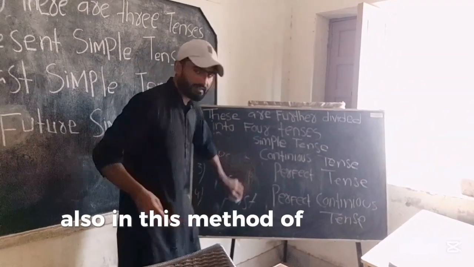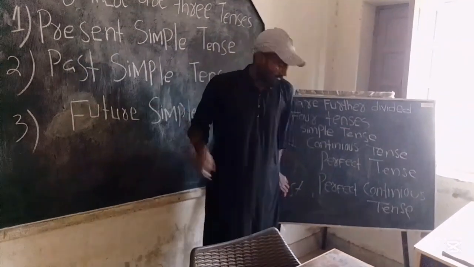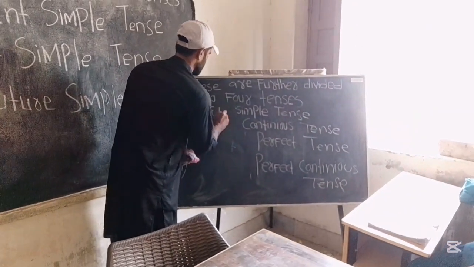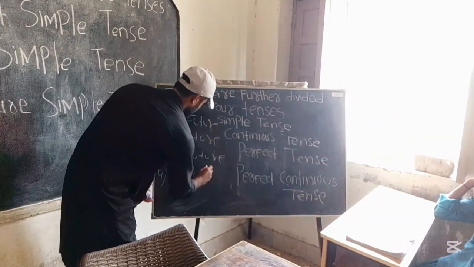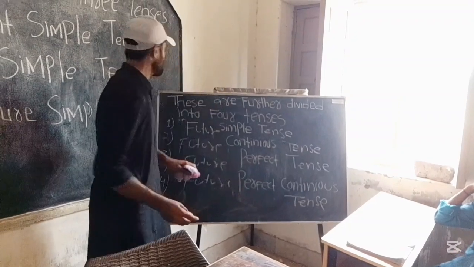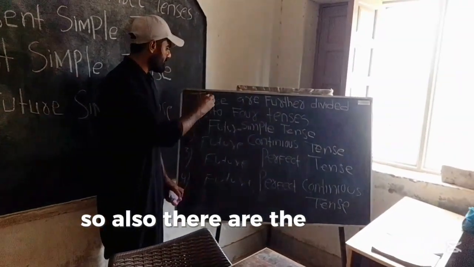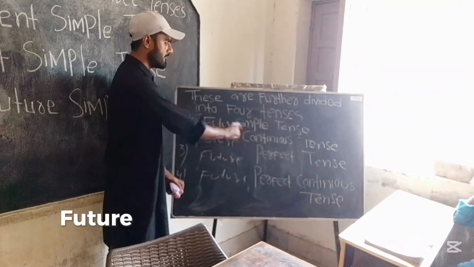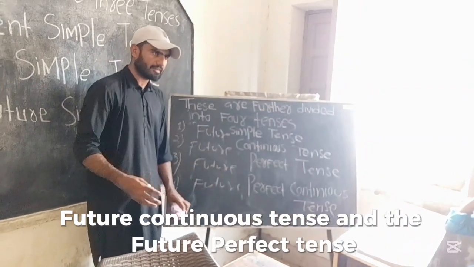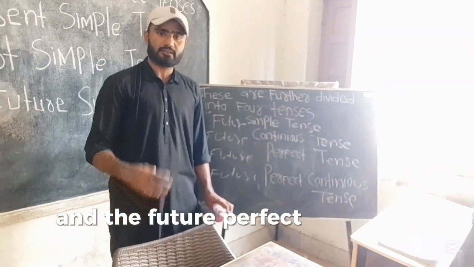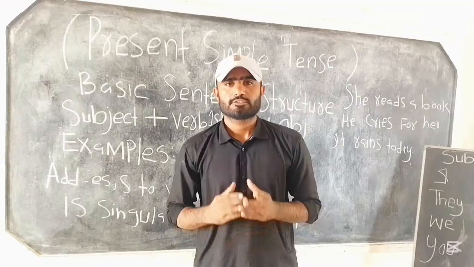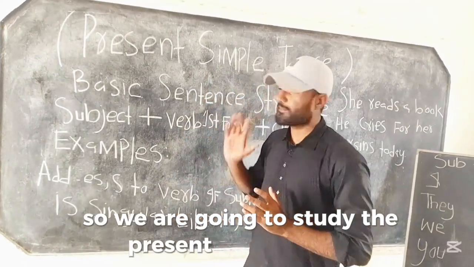Also, the future has four tenses: future simple tense, future continuous tense, future perfect tense, and the future perfect continuous tense. So these are the different tenses. Now we are going to study the present simple tense.